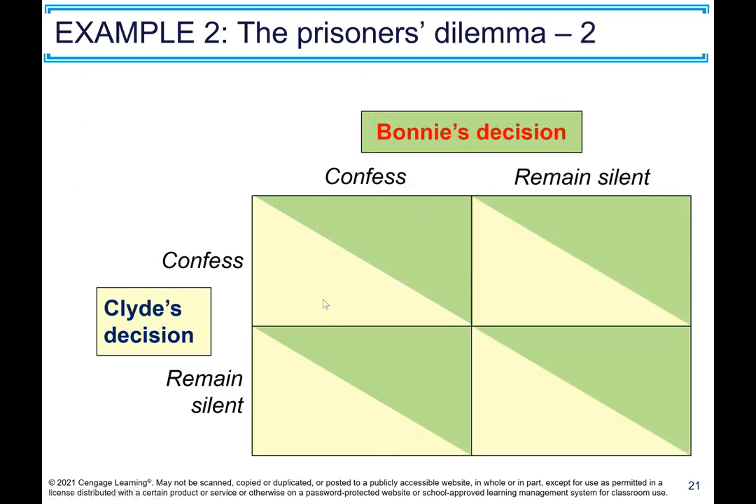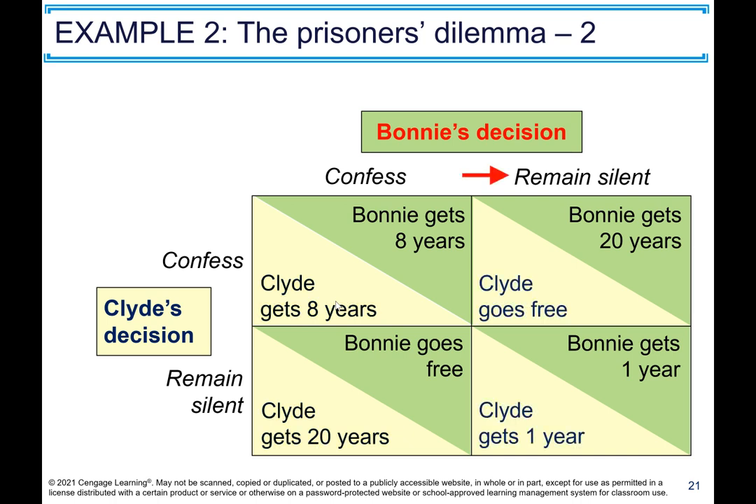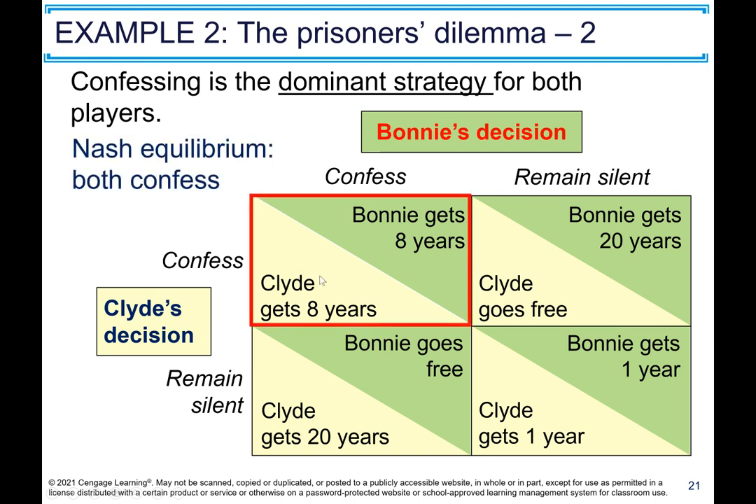Bonnie and Clyde outcome. Confessing is the dominant strategy for both players. So they both will be in this quadrant and they both get 8 years. The Nash equilibrium, that is, both will confess.